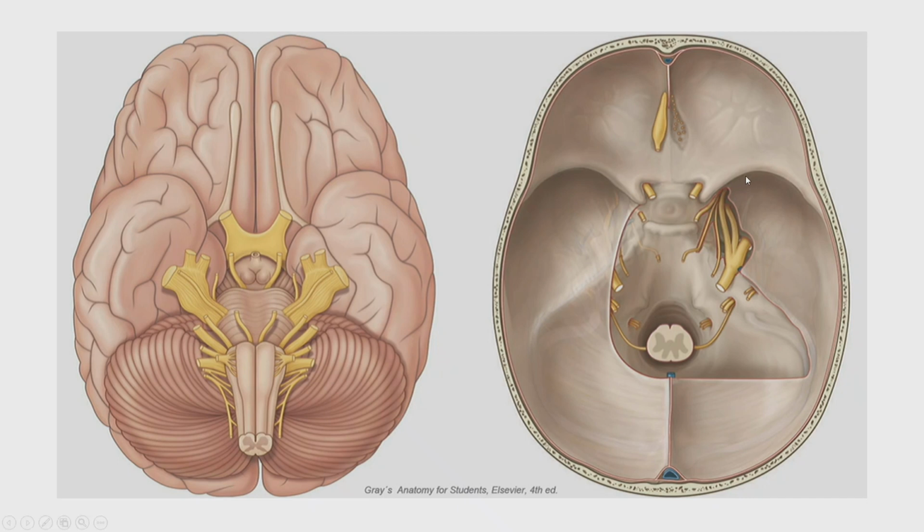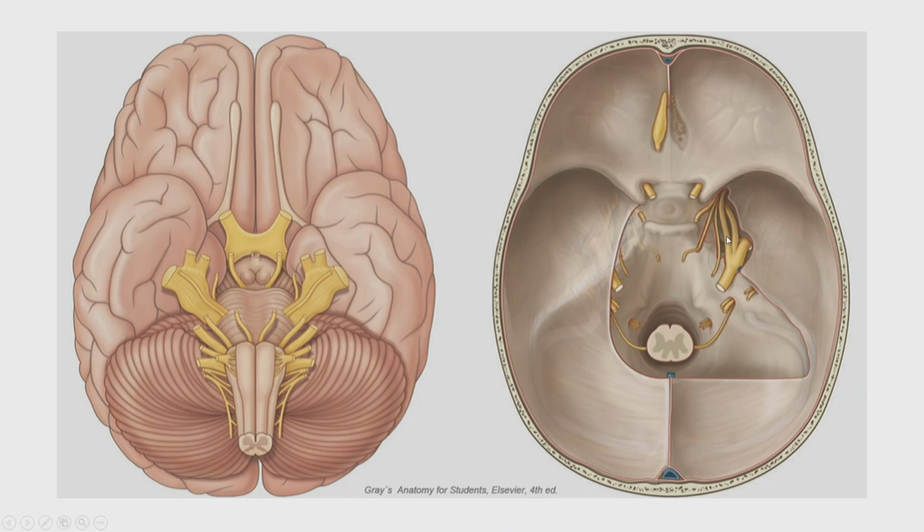Then here you have the superior orbital fissure, and through the superior orbital fissure passes the cranial nerve number 3, here, oculomotor nerve. Here you have the cranial nerve number 4, the trochlear nerve, it's going to the superior orbital fissure.